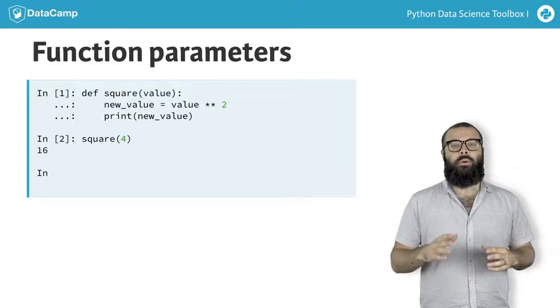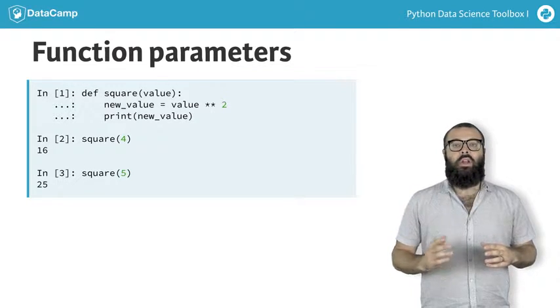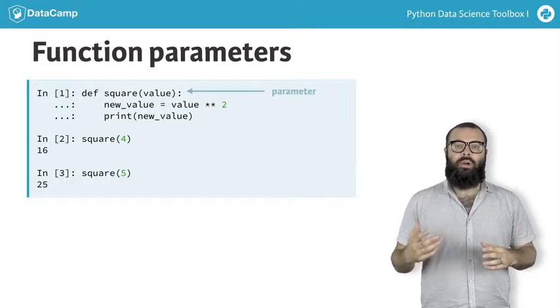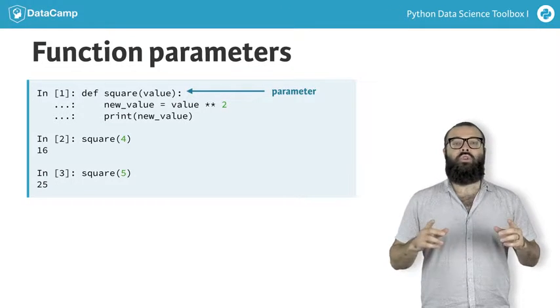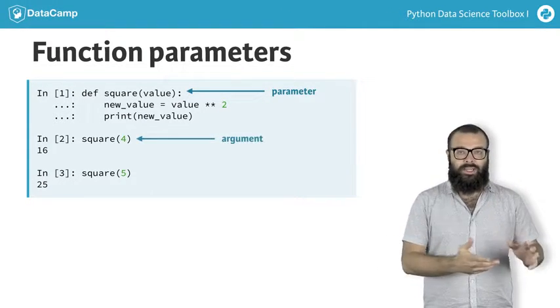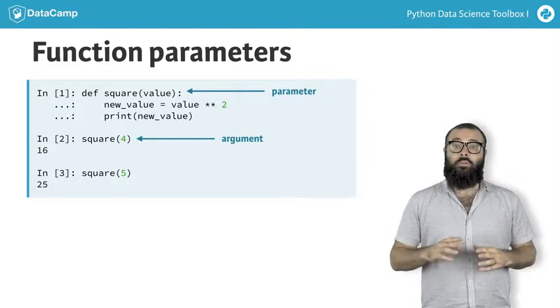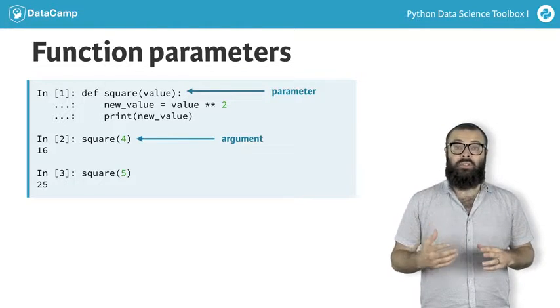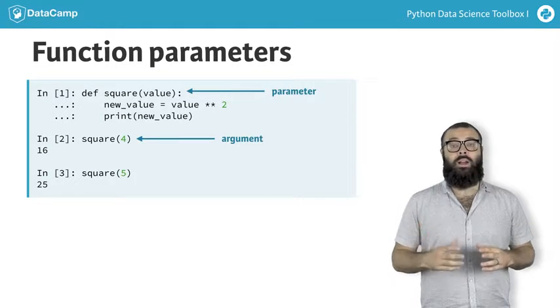A quick word on parameters and arguments. When you define a function, you write parameters in the function header. When you call a function, you pass arguments into the function. The function square now accepts a single parameter and prints out its squared value.